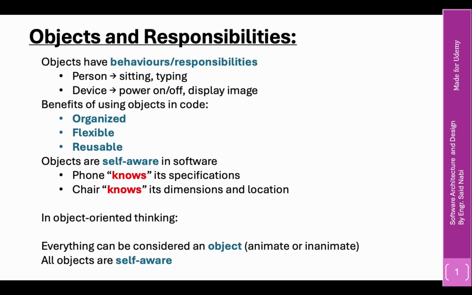Everything can be considered an object, whether it is animate or inanimate. Animate means living things, and inanimate means non-living things like chair, computer. Inanimate means like human, animal, etc.